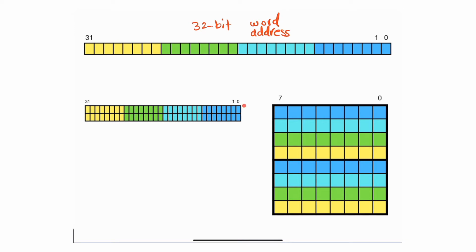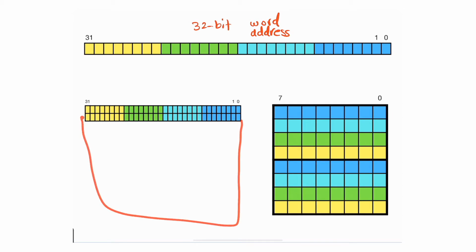Here, I'm showing you an example of two words being stored. This is the least significant bit, which is location 0, and the most significant bit, which is location 31. I have a couple of words, and each one of them is 32-bit. So I'm going to have a memory.